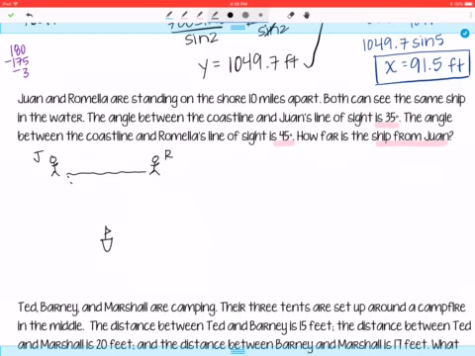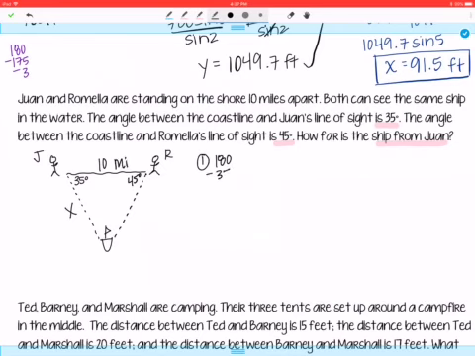Between Juan and the boat, his angle is 35 degrees. Remember, it always has to come from a horizontal line. In this case, the coast represents that. Romello, looking towards the boat, has an angle of 45 degrees. And we are looking for how far the ship is from Juan, which in our case would be this distance. I'm sorry, and this is 10 miles.